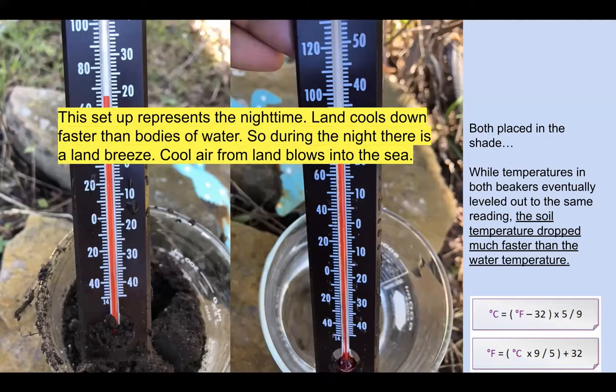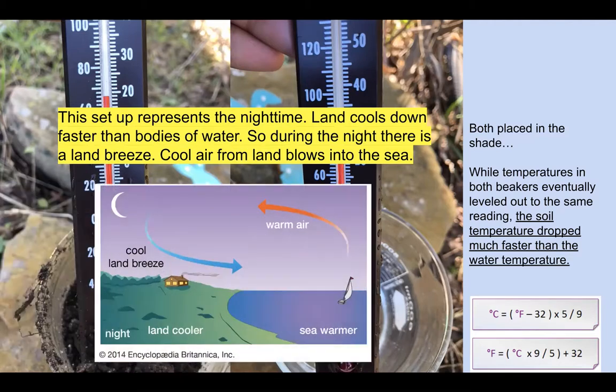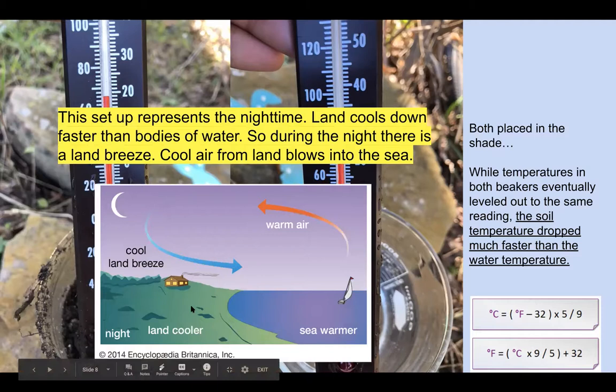This represents the nighttime because I put them in the shade. And this shows us that land cools down much faster than bodies of water. So during the night, there is a land breeze and cool air from land will blow into the sea. And then there's a diagram there.